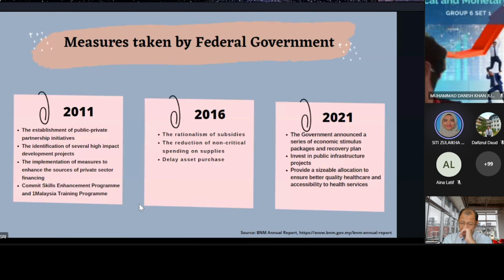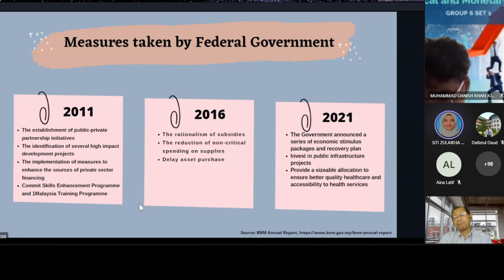Last but not least, to cushion the adverse impact of the pandemic on the domestic economy, the government announced a series of economic stimulus packages and also a recovery plan, initially worth more than 295 billion ringgit or 20% of gross domestic product. These initiatives are, namely, the economic stimulus package, PRE, Prihatin SME, and also the Pemerkasa.